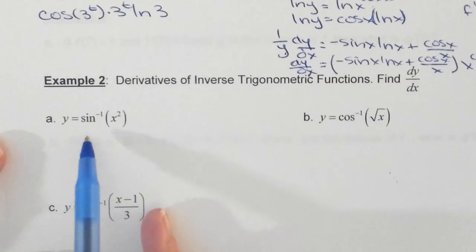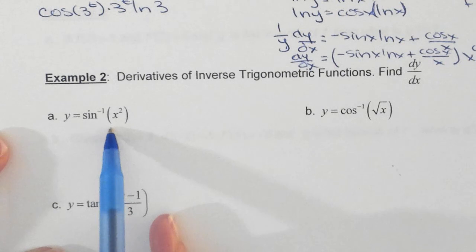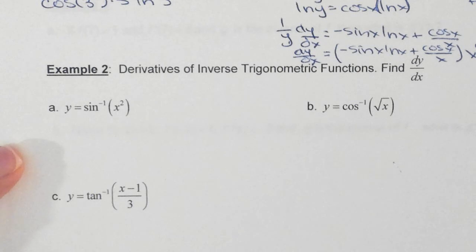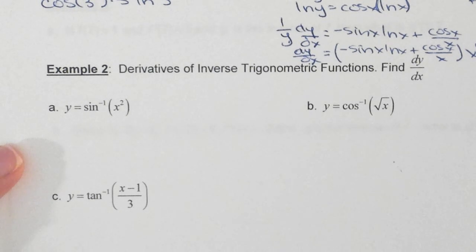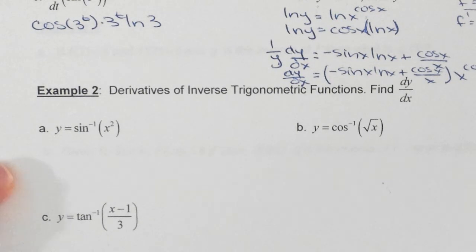Okay, inverse trig functions. We want to find dy/dx. So the derivative for the inverse sine of x is 1 over the square root of 1 minus x squared. But what is our x term? It's x squared. So we have to square x squared, true? That's my x term. And then what do I have to do? Yes, I need to take the derivative of x squared.